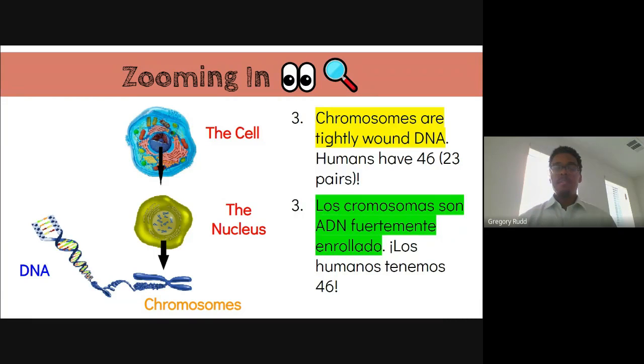Other organisms have more or less chromosomes, and the number of chromosomes that you have does not necessarily correspond to the level of sophistication of the organism. So, for example, humans have 46, but fruit flies, which are in most ways less sophisticated organisms, have about 98 chromosomes.